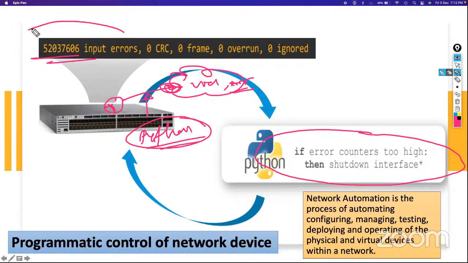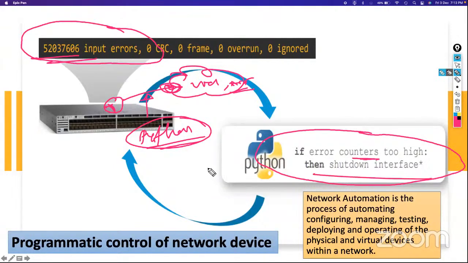Because we need to log into that particular interface, and unless and until there is an issue with your network, you are not going to check each and every interface. But I can tell Python that if this particular counter gets too high, you can set the limit as well, right?